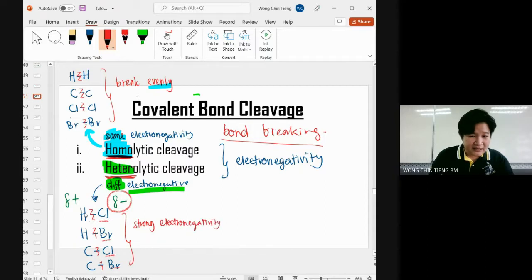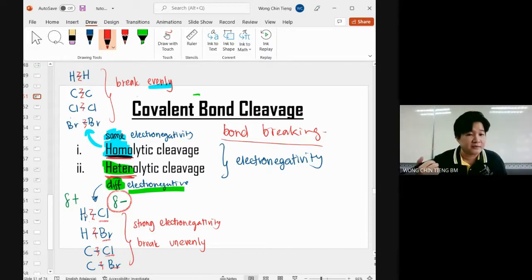So 28 orang menang. So bila 28 orang menang, kenapa dia menang? Because strong electronegativity. Okay, dan ada orang menang bermakna ada orang kalah. Bila ada orang menang, that means you will break but unevenly. Ikatan akan putus, tarik tali akan ada orang menang. Bermakna akan ada kumpulan yang dapat tali itu semua. Betul? So it will break unevenly.